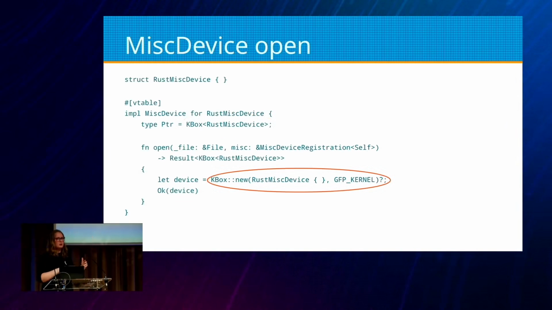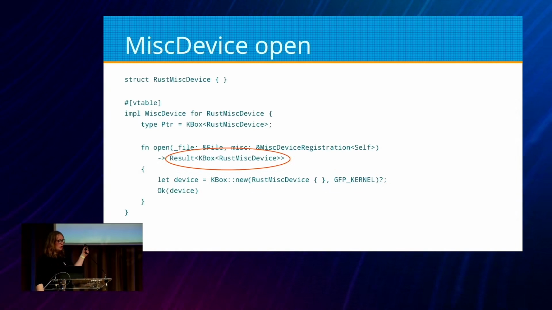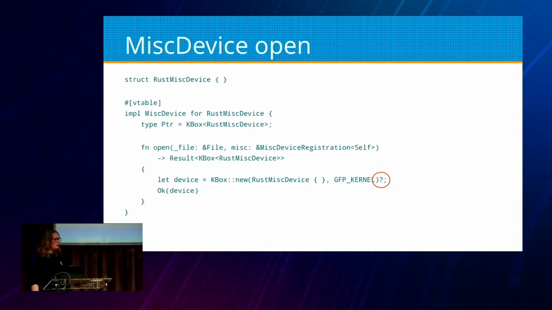And then we have the open function where we create the box, we allocate some memory, and that's it. Now, this is the return type of open, and you might notice one interesting thing: Result. Result is Rust's way of handling fallible functions. So when you see this Result of the KBox, then you know that this returns a KBox of a Rust MIST device, or it fails. That's what this means.